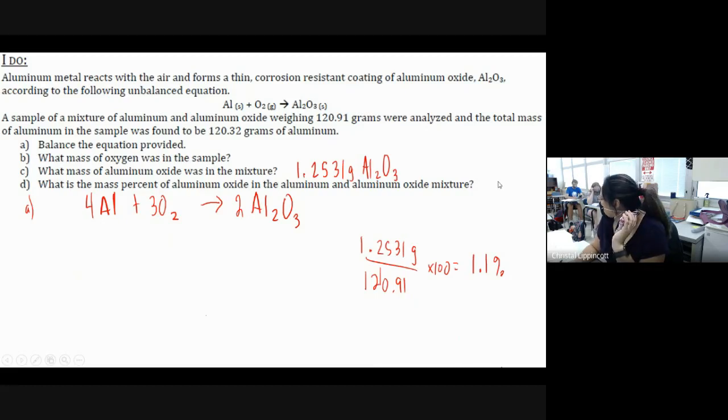Oh, stoichiometry, mass percent, all kinds of cobwebs. Yes, sir. 12.531 instead of 1.35. 120.91 times 100. So you put 1.25. Oh no, I'm going back to C. Oh, C here. Yeah, I have this one point.